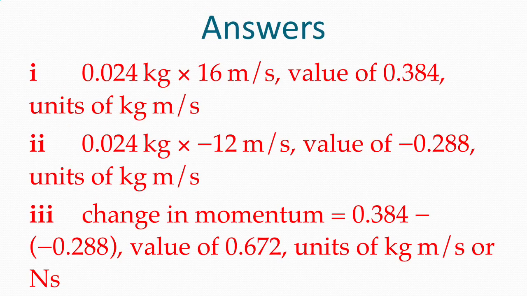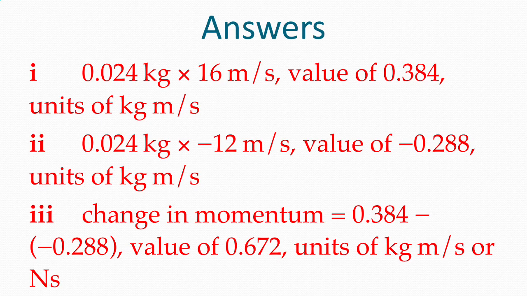For the first part of the question, the mass is changed into kilograms, so 0.024 kilograms, and then multiplied by the velocity of 16 meters per second, giving a momentum of 0.384 kilogram meters per second.